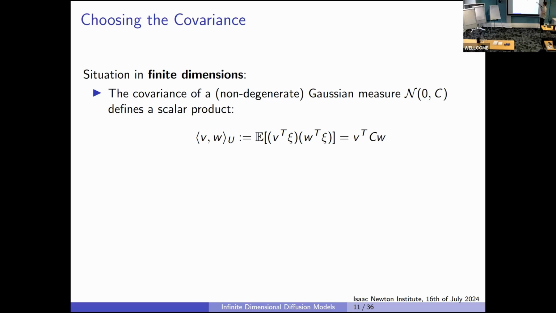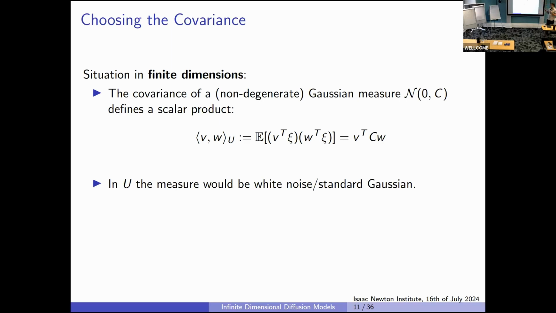And to motivate this in finite dimensions, if you have a Gaussian measure which is non-degenerate, it induces a scalar product, right? So if you have two vectors, you can just apply them to your Gaussian random variable and take the covariance of these two things. Then you will get some inner product structure. And actually the covariance matrix in finite dimensions is defined exactly by defining this inner product. And if we call Rn with this inner product the space U, then in U, the Gaussian measure would be a standard normal distribution.